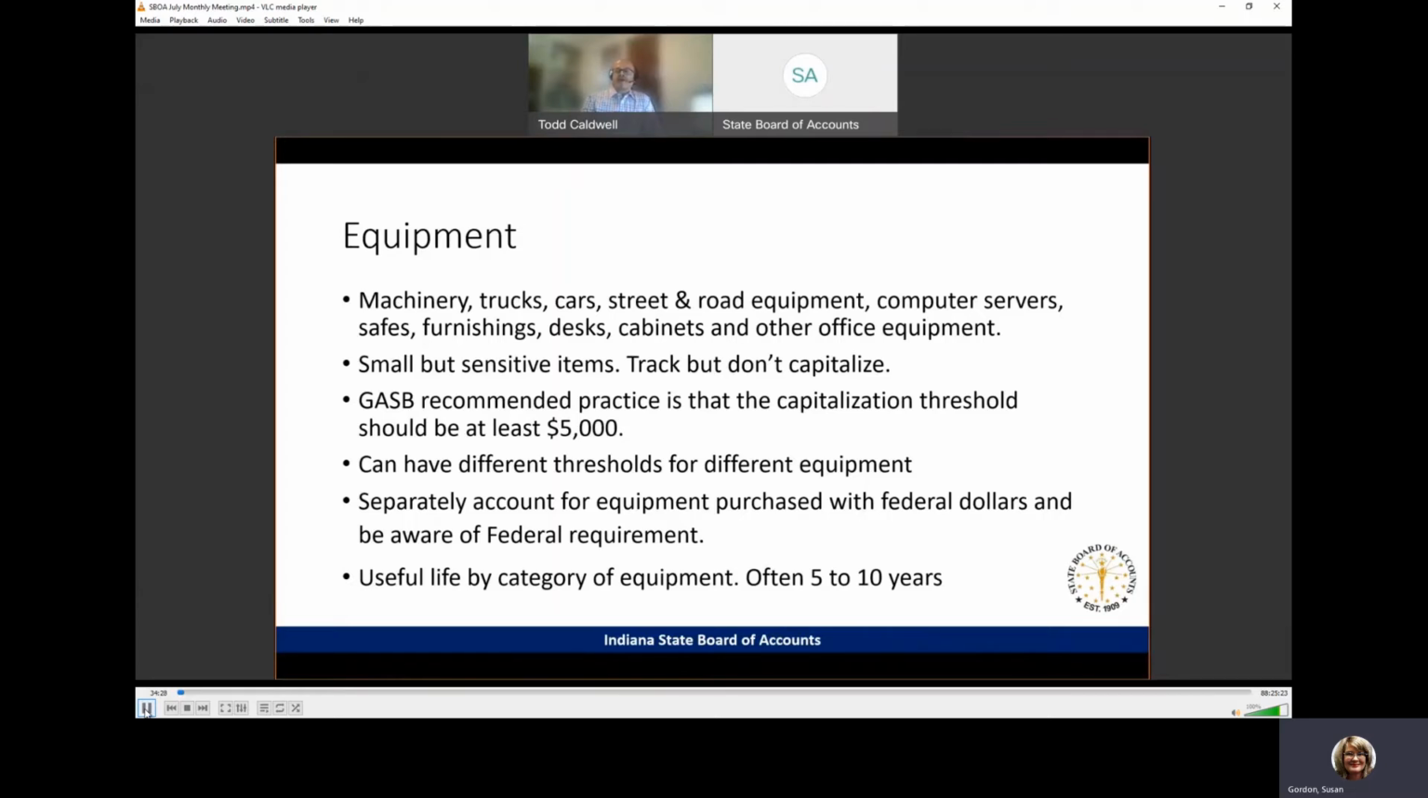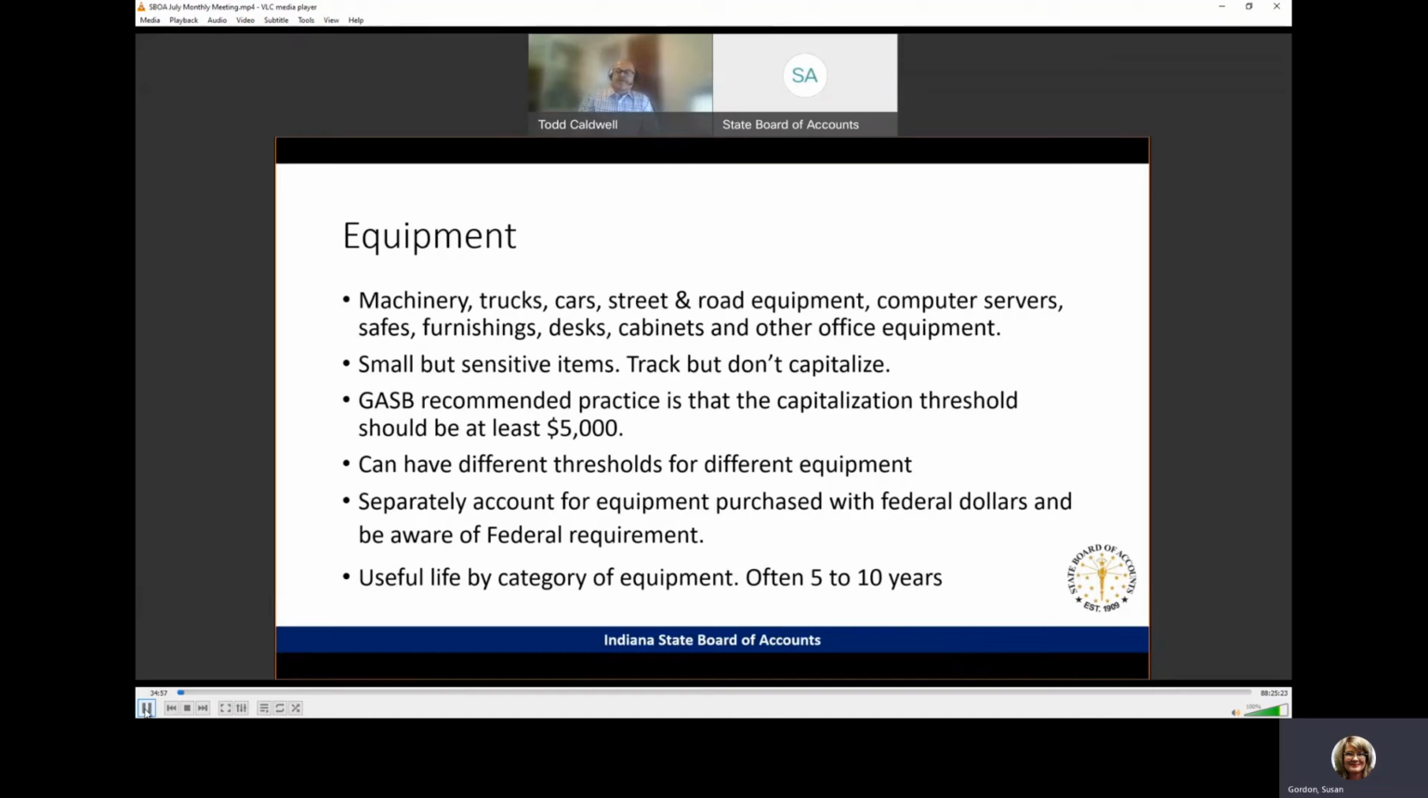So if you used a federal grant to buy a piece of equipment for $6,000, which is more than the grant agreement amount of 5, but less than your threshold of 7, you would want to identify that on your ledger as being purchased with federal dollars. You have to track it for your grant compliance. But when you got to the annual report and putting that on your capital asset schedule, you wouldn't want to show that because it is below your threshold.